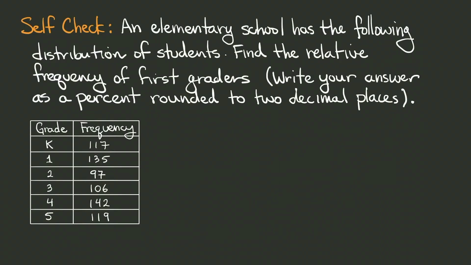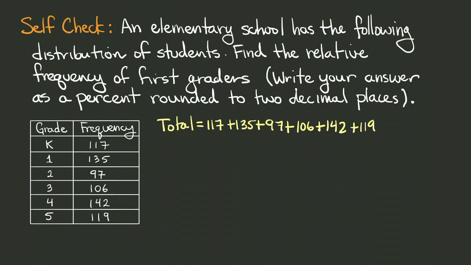Let's check our understanding. An elementary school has the following distribution of students. So it tells us how many kindergartners, first graders, second graders, so on, and we're supposed to find the relative frequency of first graders. Now, in order to find the relative frequency, we need the total. So the total number of students is going to be 117 plus 135 plus 97 plus 106 plus 142 plus 119, and that's going to equal 716.